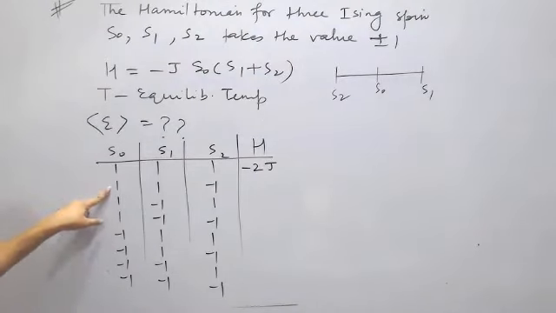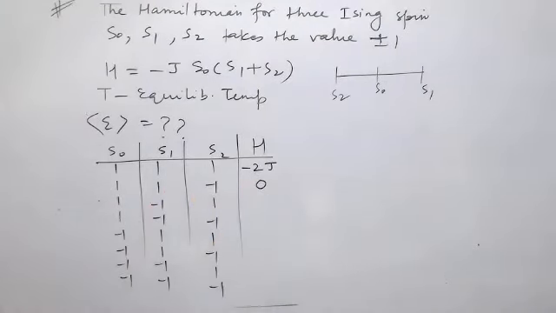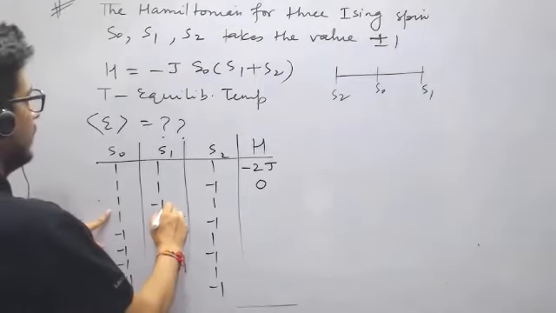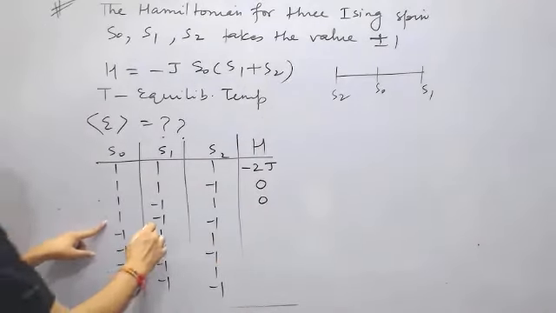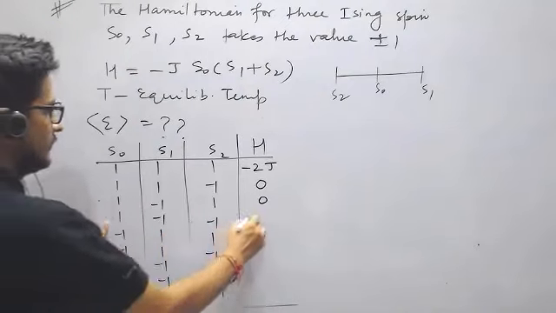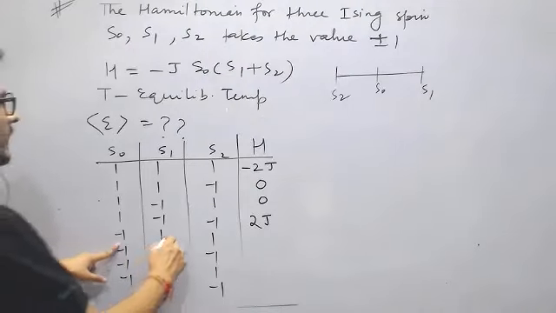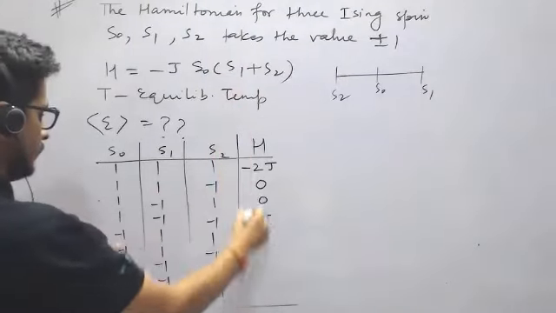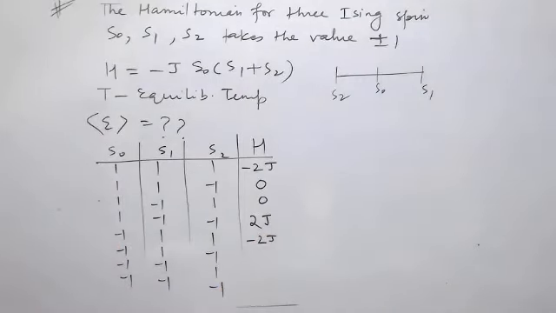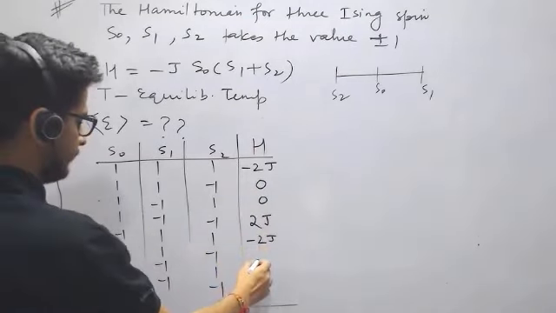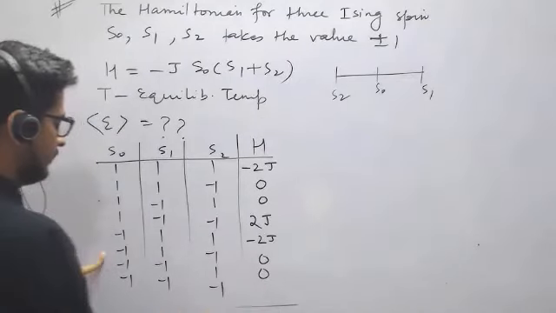फिर S0, S1, S2. So it will become 0. सभी लोग देखो ध्यान से. Then S1, S2. This will again be 0. Then please see this. Plus 2J. This will become minus 2, this will become plus 2J. And this will become 1 and 1, 2. So it will become minus 2J. This will again become 0. This will again become 0.